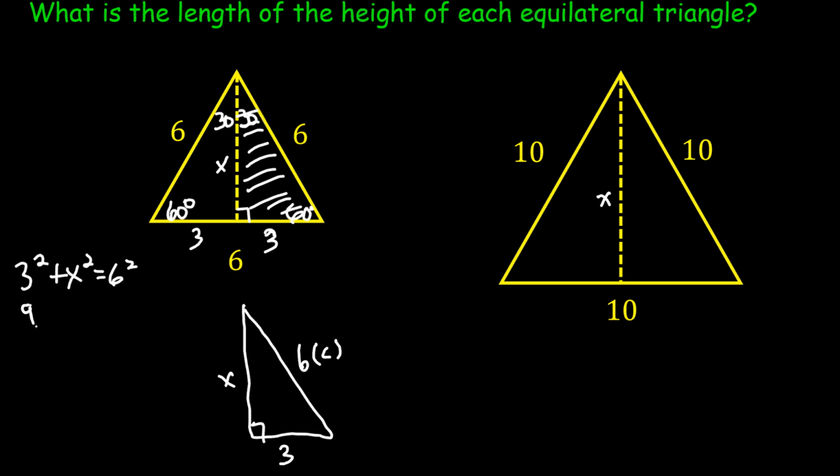So 3 squared is 9. 6 squared is 36. We'll subtract 9 from both sides. We get x squared equals 27. And then we square root both sides.